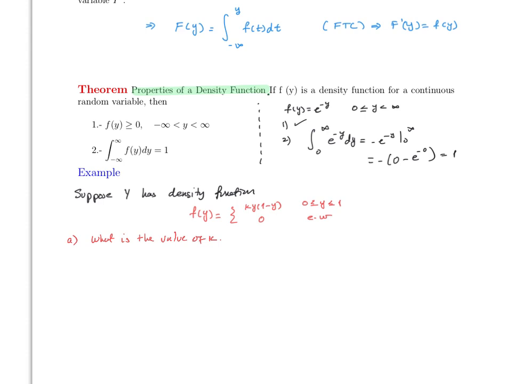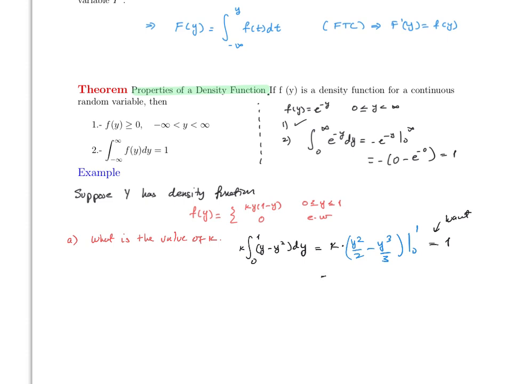That will make this a probability function. Well, all you have to do, remember, is integrate from 0 to 1. You can take the k out. This is technically y minus y squared dy. So this will be k times the integral of this, which is y squared over 2 minus y cubed over 3, and this will go from 0 to 1. And you want this to equal 1, otherwise it's not a density function.